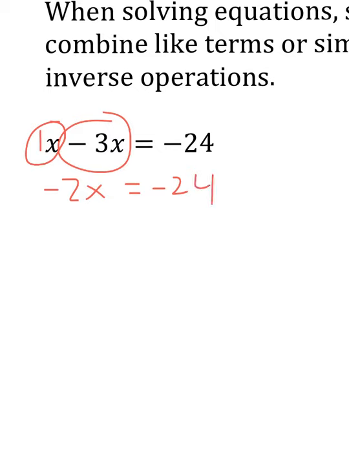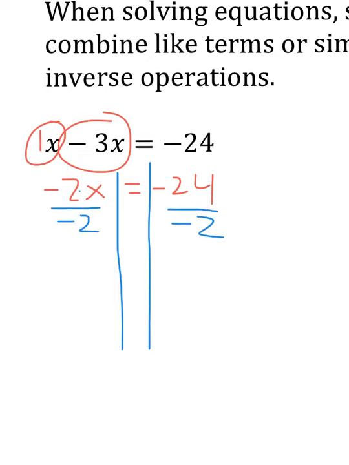Now that we've combined our like terms, we can start to solve the problem by using inverse operations. We can draw our railroad tracks to help us keep everything straight on the right side that we want it to be on. Then we have our negative 2 times x. This is multiplication, so the inverse of multiplication is going to be division. So we're going to divide by a negative 2 on both sides.